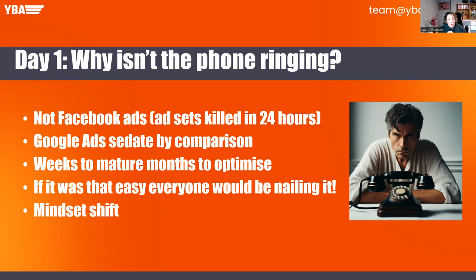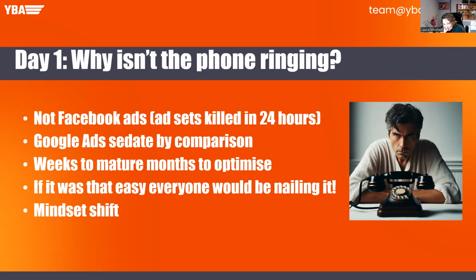Now, Google Ads, by comparison, might be surprising to know, is quite sedate. So the world of Google Ads is a little bit slower. It takes weeks to mature and to start to gather momentum, and then months really to optimize based on the data that it's gathering and the changes that you can then make. But you can't make changes really quickly, because we need to gather the data, we need to gather the momentum.